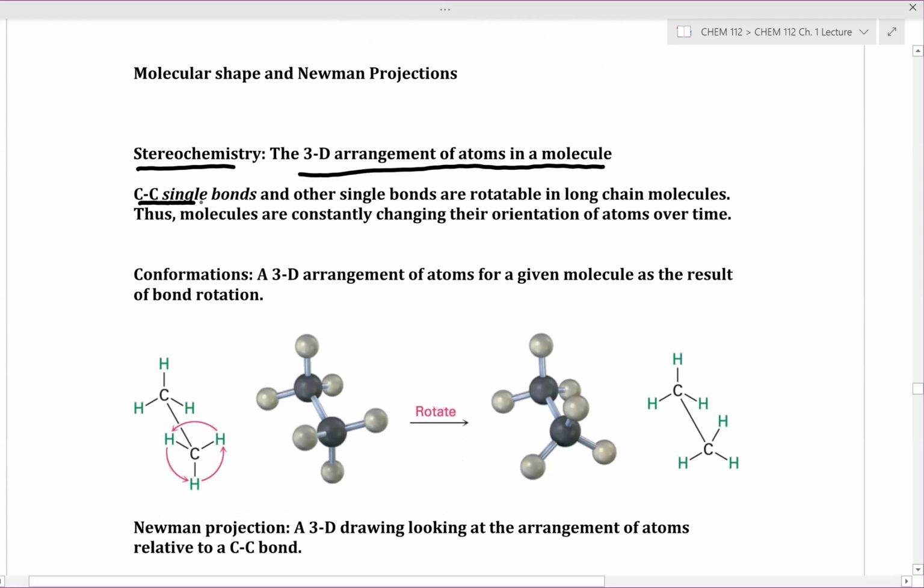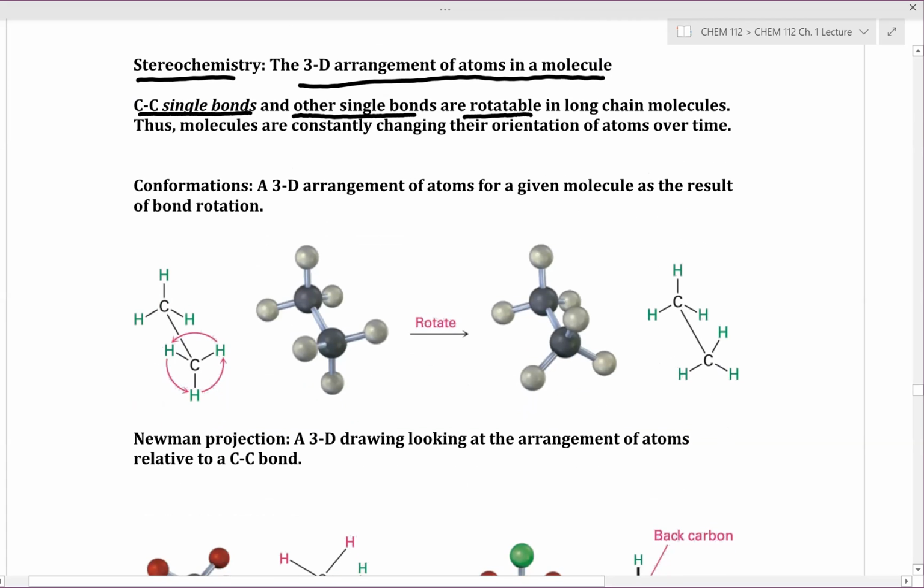Stereochemistry concerns the 3D arrangement of atoms in a molecule. Carbon-carbon single bonds and other single bonds are rotatable. As a result, you can think of a carbon chain as a very floppy molecule. It's constantly rotating about its bonds, and it's constantly interconverting between different 3D arrangements of its atoms. Okay?